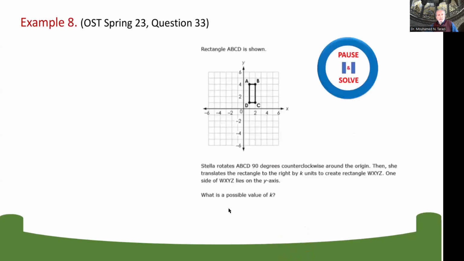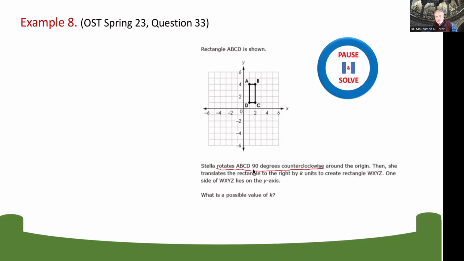Okay. Example number 8, Ohio State Test Spring 23, question 33. Stella rotates ABCD 90 degrees counterclockwise around the origin. Then she translates the rectangle to the right by K units to create rectangle WXYZ. One side of WXYZ lies on the y-axis.